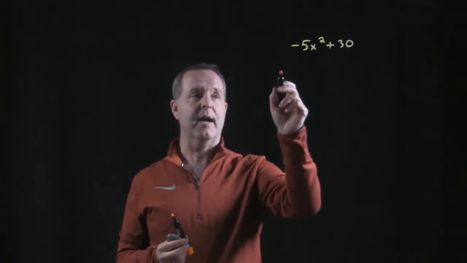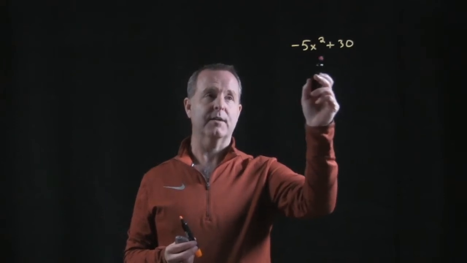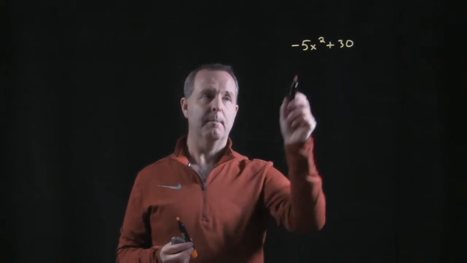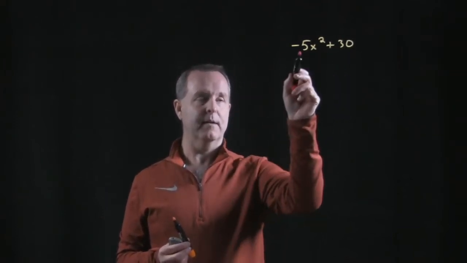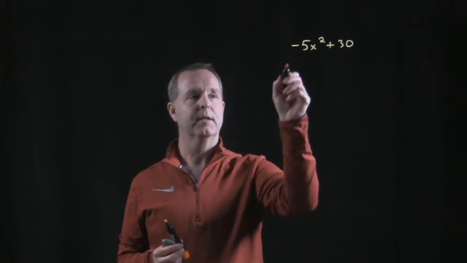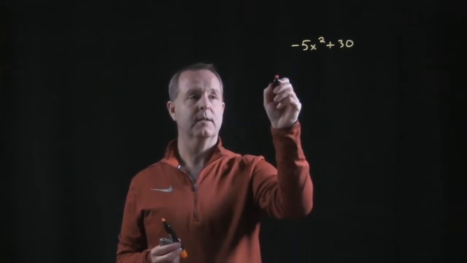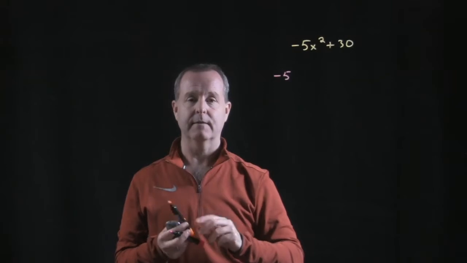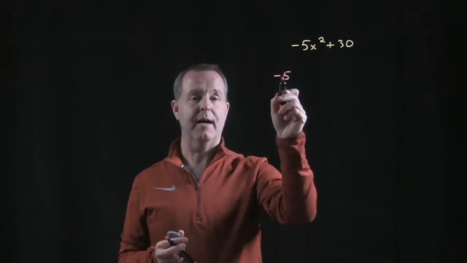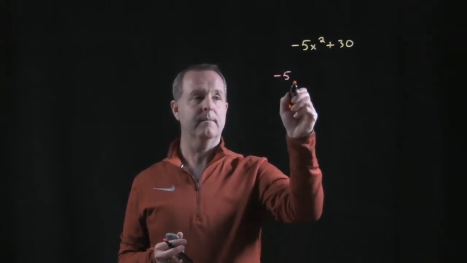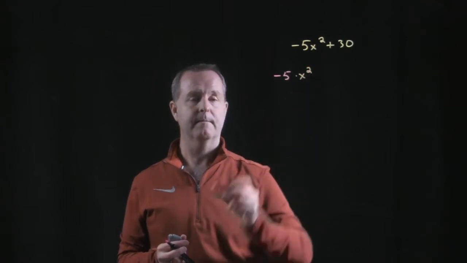So let's factor out the greatest common factor, which is a 5 to both terms, but I'm going to factor out a negative 5 because my leading coefficient is negative. So let's rewrite each of these terms that include a negative 5 as a factor. So negative 5 times what produces that term? That's going to be an x squared.